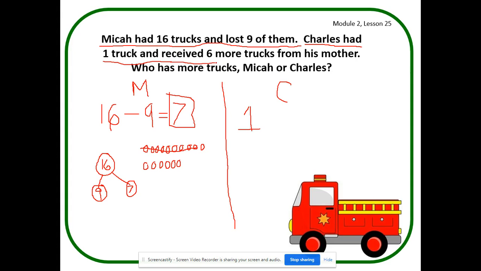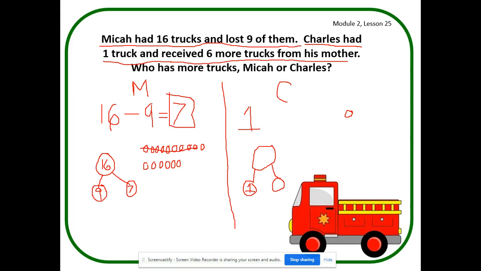And received 6 more trucks from his mother. So let's draw that 1 truck. And in our number bond, is 1 a whole or a part? Get ready. Yes, it is a part. Remember, because he had 1, but that's not his total yet because he got more. So go ahead and press pause if you need more time to finish and catch up with Ms. Gomez.